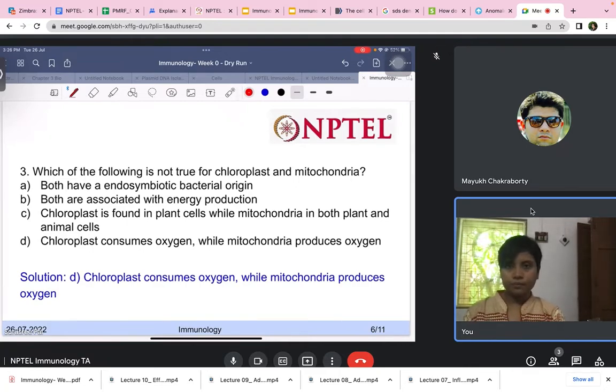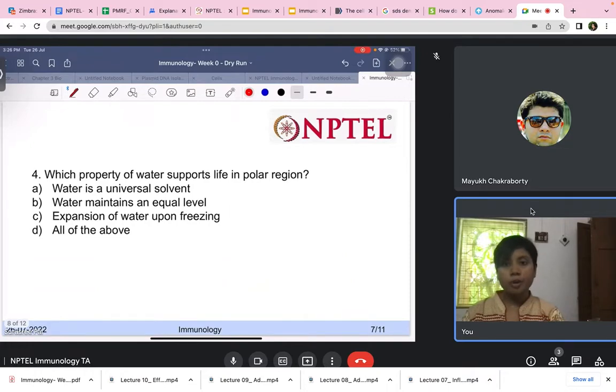Well, now coming to the next question: which property of water supports life in polar region? Water is a universal solvent. We know that this statement is true. Water maintains an equal level. Expansion of water upon freezing. This is also a statement which is true, and the last option is all of the above. Now, what happens in polar region? The water bodies which exist in polar region often freeze. So the lakes and the water bodies have a layer of ice which forms on the surface.